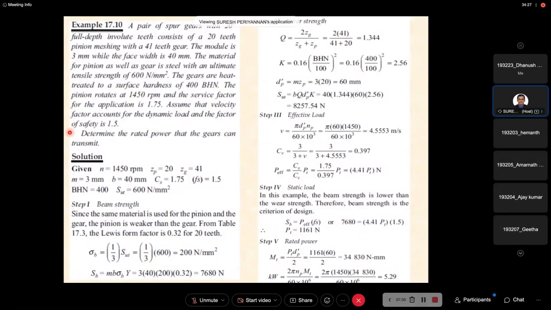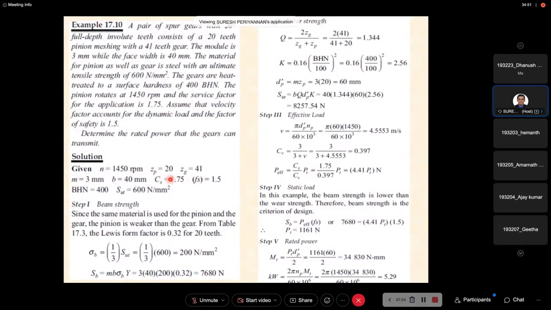The service factor is given, Cs is 1.75. Assume that the velocity factor accounts for the dynamic load factor, and the factor of safety is 1.5. Now our aim is to determine the power of the gear. Earlier, this was a different problem. Okay, now these are the given data in the problem.